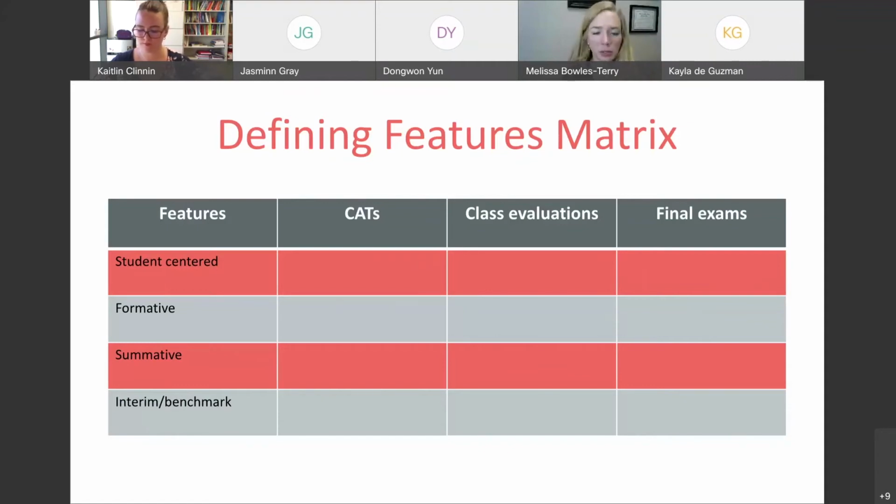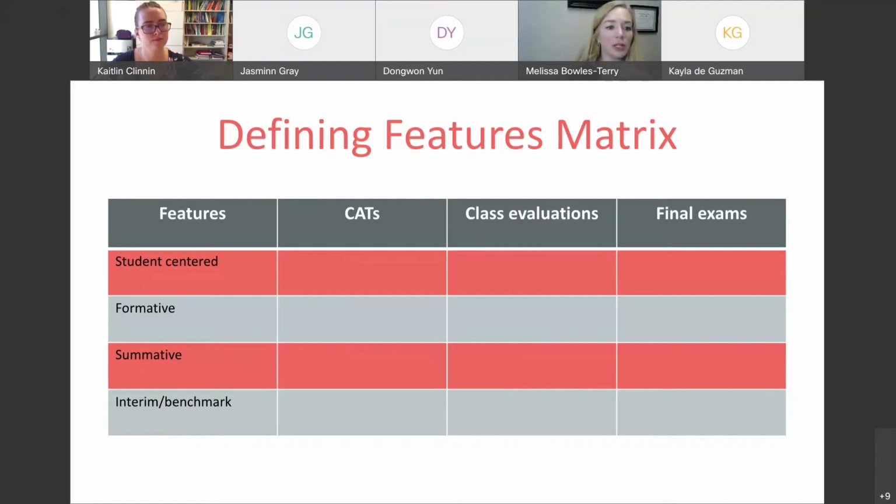So the example I've given you here is specific for our topic about classroom assessment. So I have 3 categories of assessments. We have CATs in the first column, so classroom assessment techniques. Second column is class evaluations. So end of semester, when students evaluate you as a teacher and your course as a course, that's what we're talking about there in that column. And then the final column is for final exams. So students at the end of your course take an exam.